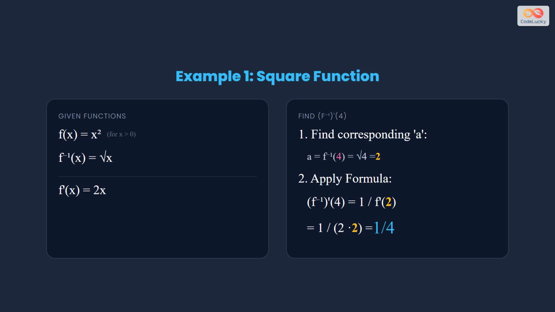Let's apply this to a simple example. Let f of x equal x squared, so its inverse is the square root of x. We know the derivative of x squared is 2x. To find the derivative of the inverse at 4, we first find the inverse of 4, which is 2. Then, we plug 2 into our derivative 2x to get 4. The final answer is the reciprocal, 1 over 4.